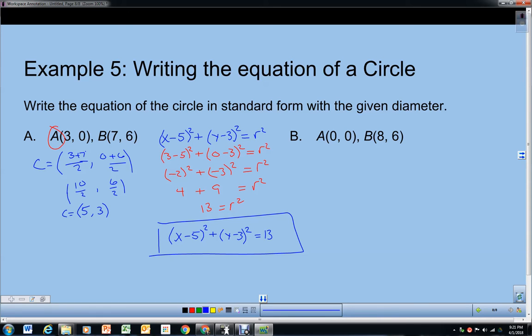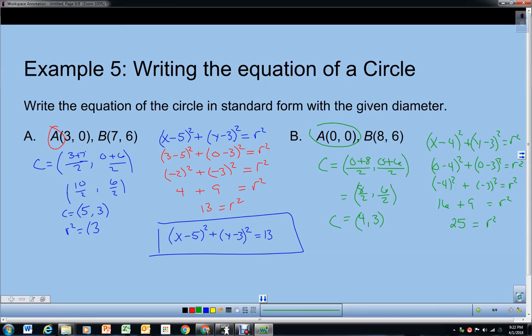So now I want you to try part B. Given A at 0, 0, B is at 8, 6. Remember, you've got to identify the center and identify your radius squared. You don't necessarily have to have your radius because you're going to square it in the end. So try this and then pause the video, come back, and we'll see how you did.